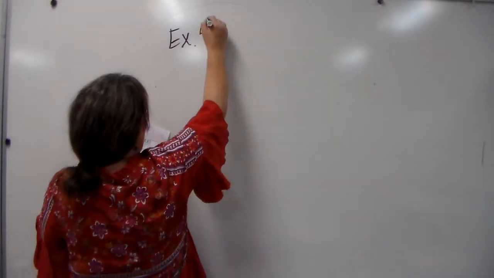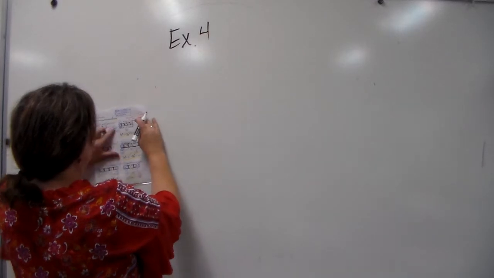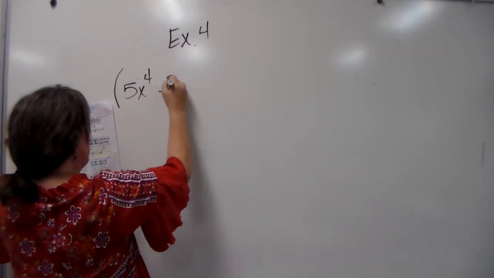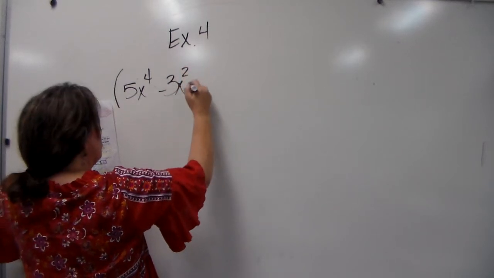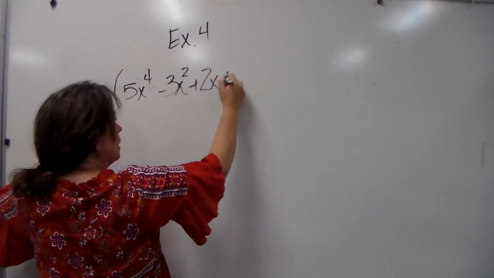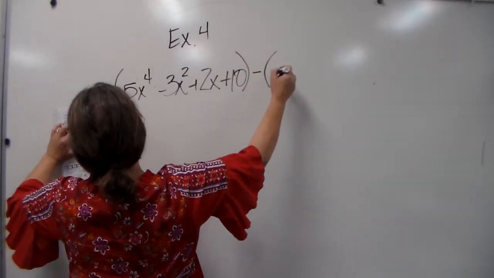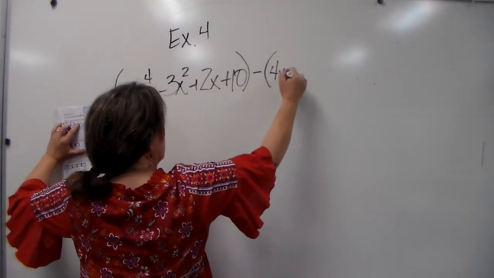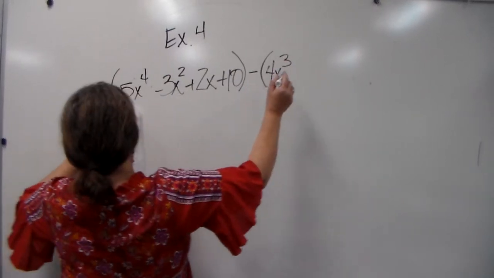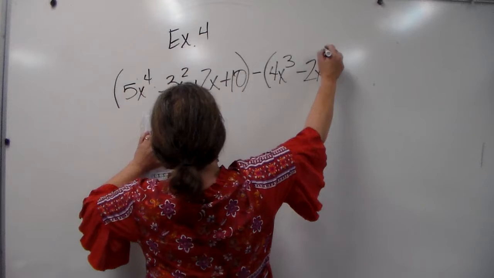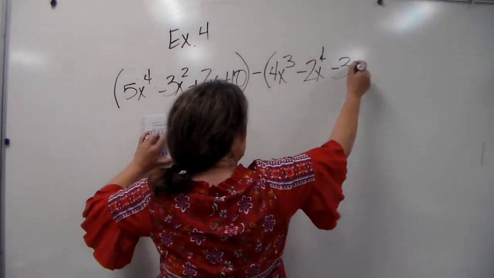For example number 4, we have 5x to the 4th minus 3x squared plus 2x plus 10, minus 4x cubed, minus 2x to the 4th, minus 3x.